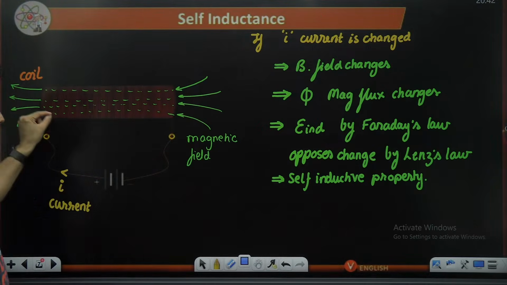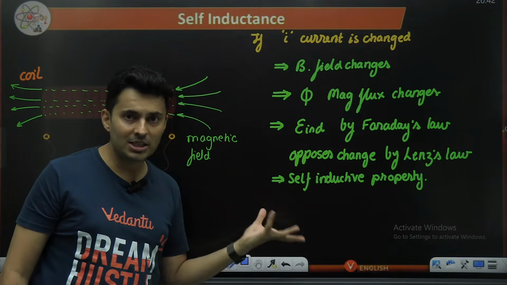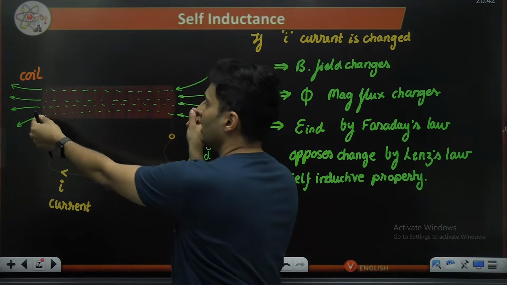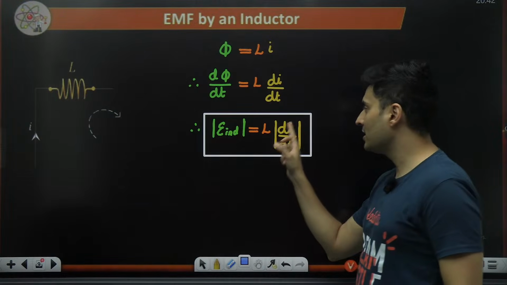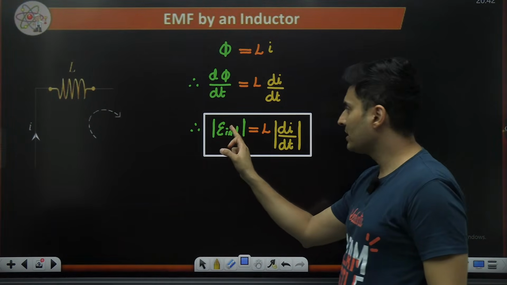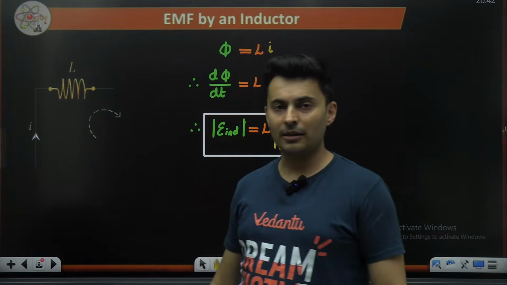If current changes, flux changes, EMF is induced. I want to see how much EMF is induced across the terminals of this inductor. So if you tell me how quickly the current is changing, I multiply it with the inductance, I can tell you how much EMF is being produced by that inductor.